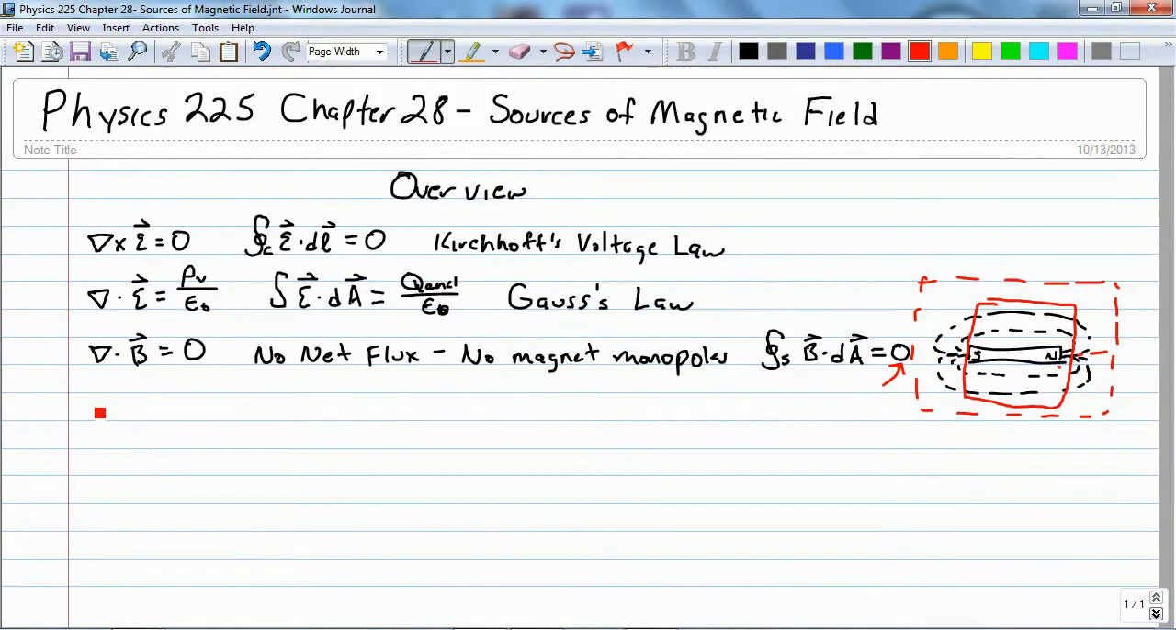Now the other property is the curl of the magnetic field is equal to mu naught, which we will have to define, times J, where J is equal to the current density. And its units are amps per meter squared.